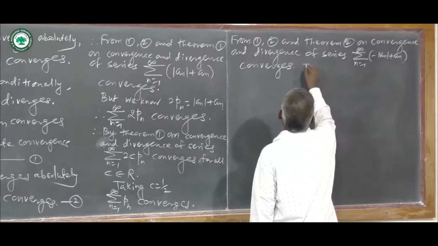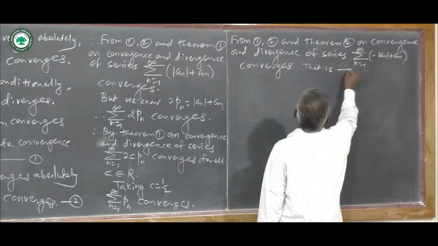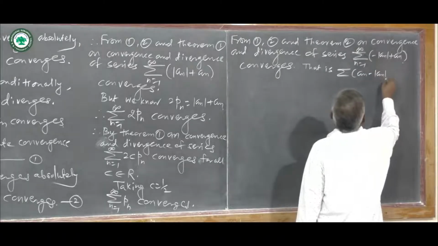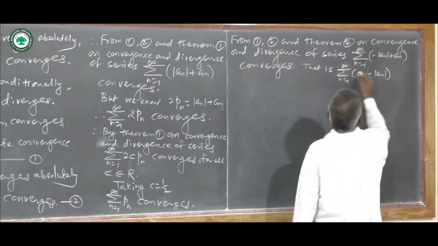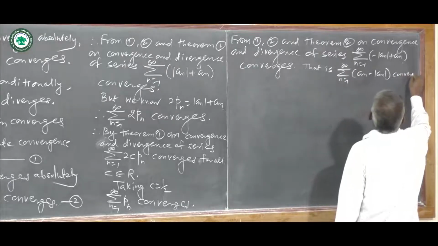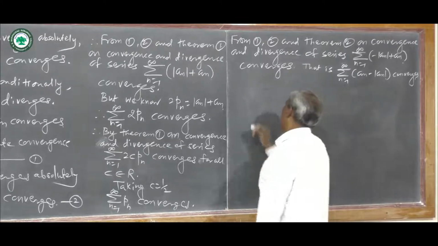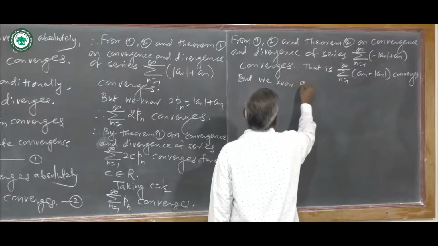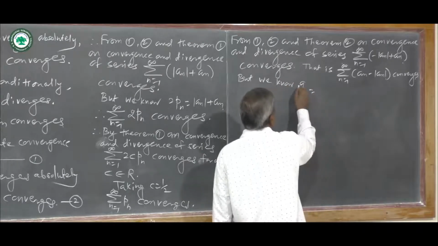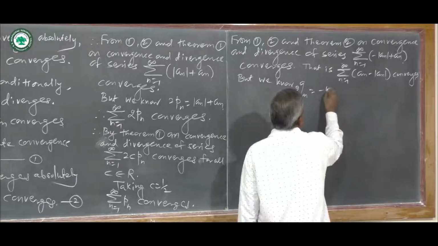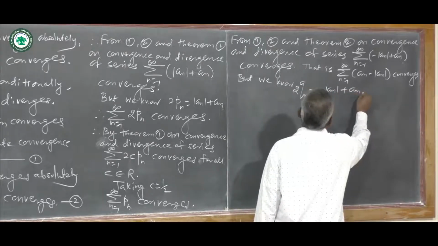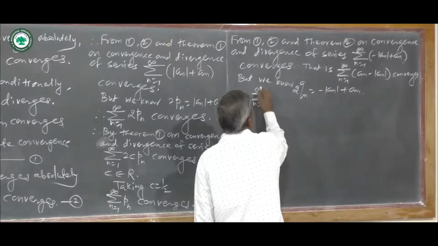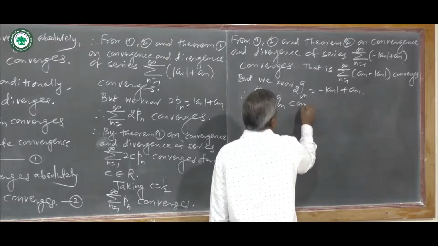That is, sigma an minus mod an, n is equal to 1 to infinity, converges. But we know Qn is equal to, 2Qn is equal to minus mod of an plus an. Therefore, summation n is equal to 1 to infinity 2Qn converges.